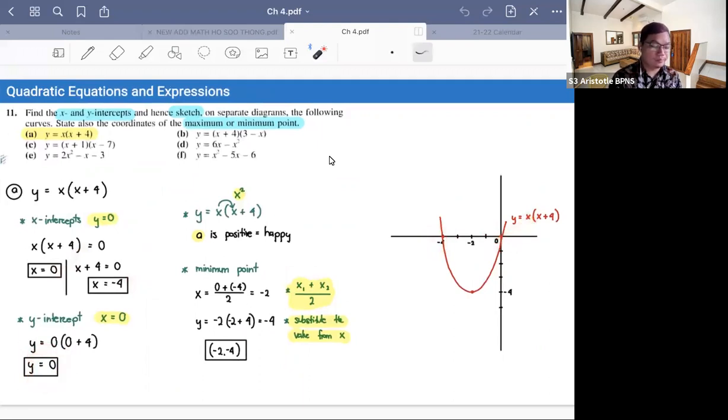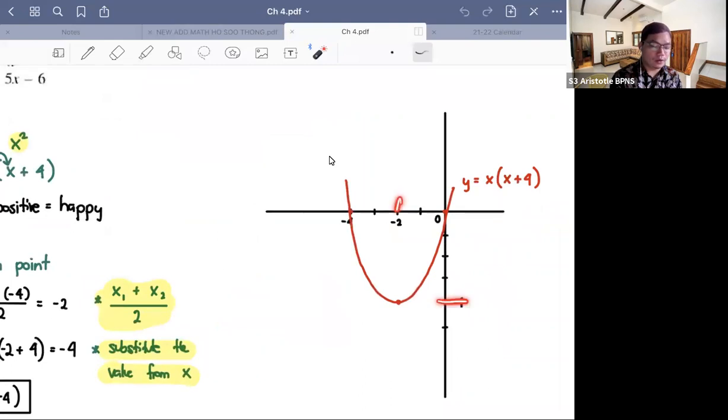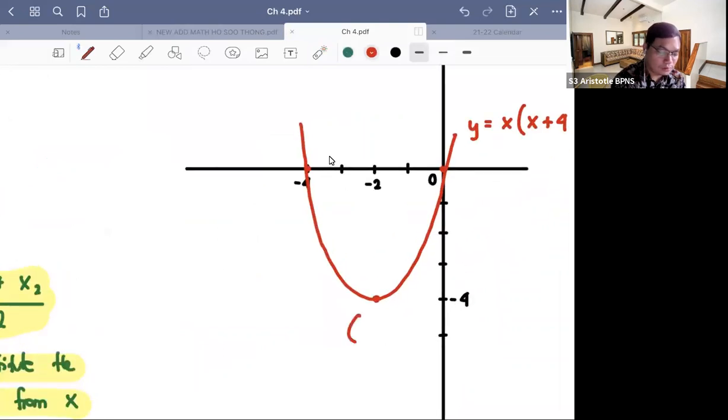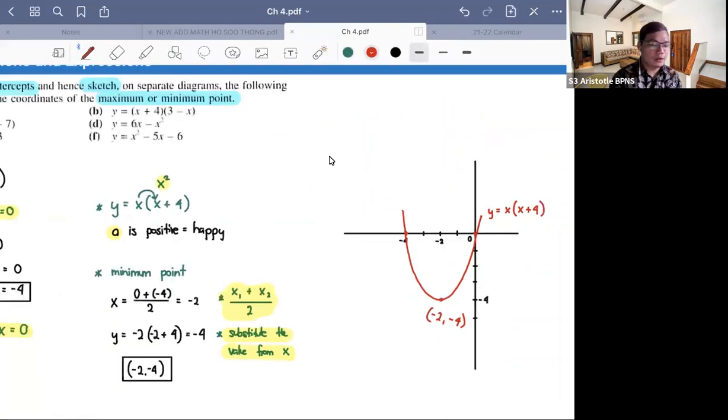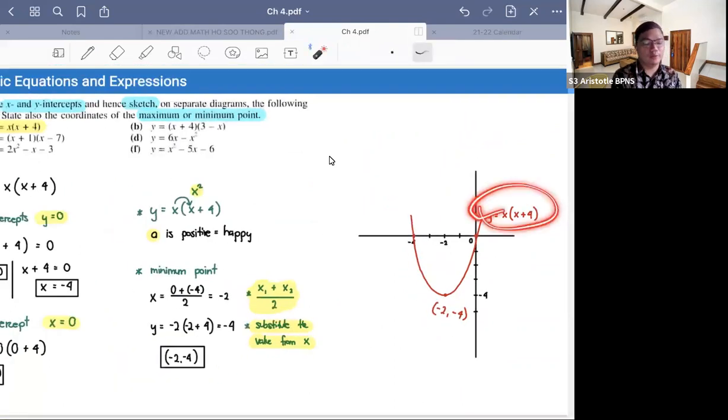And then how about the graph? It's happy, we know it will be like that. And then the minimum point is at -2 and -4. So -2 and then -4. It's over here, right? Okay, so don't forget to write the coordinates of this one. So -2, -4. All right, and then that's it.